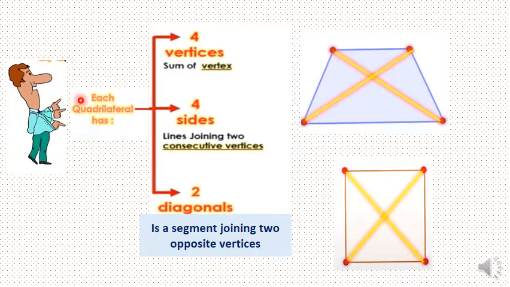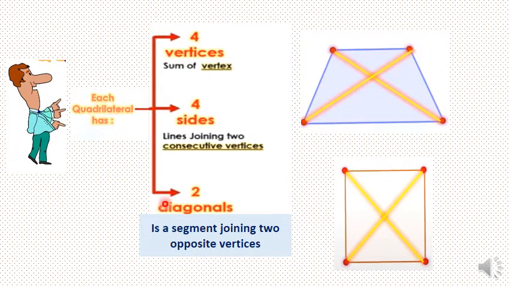So, what is a quadrilateral? A quadrilateral is a shape that has 4 vertices. The points are called vertices. Vertices is the plural of the word vertex. One is a vertex. 4 are called vertices. A quadrilateral has 4 sides. These are the sides of the quadrilateral. The sides are joining two consecutive vertices. They come after each other.